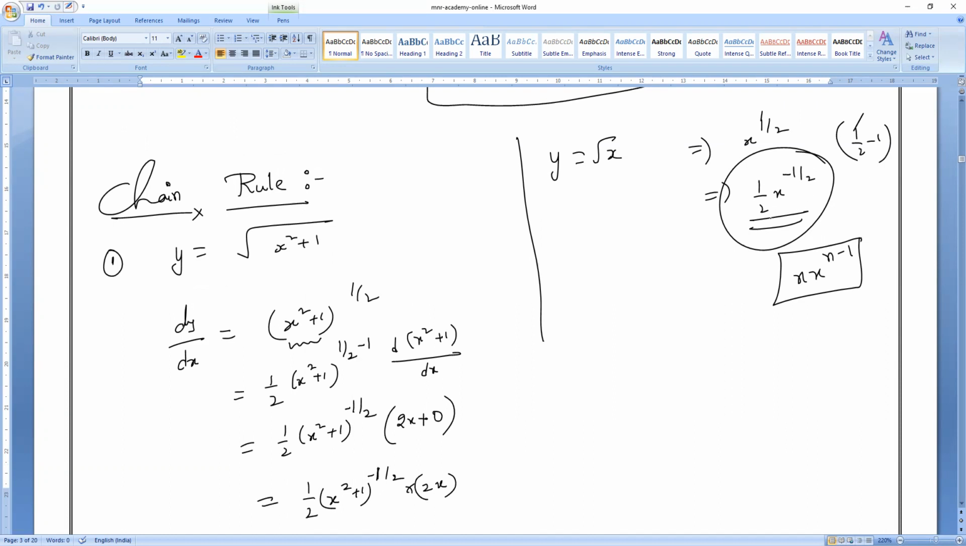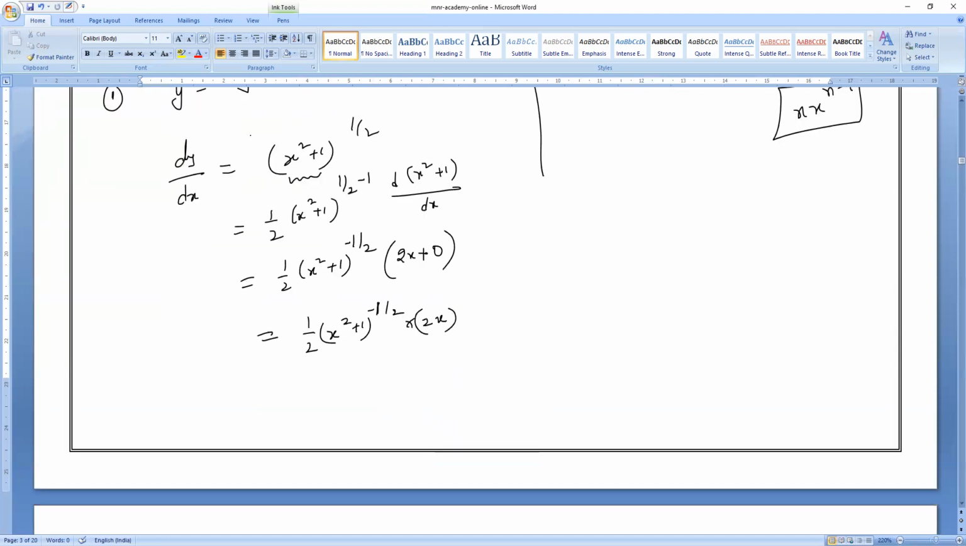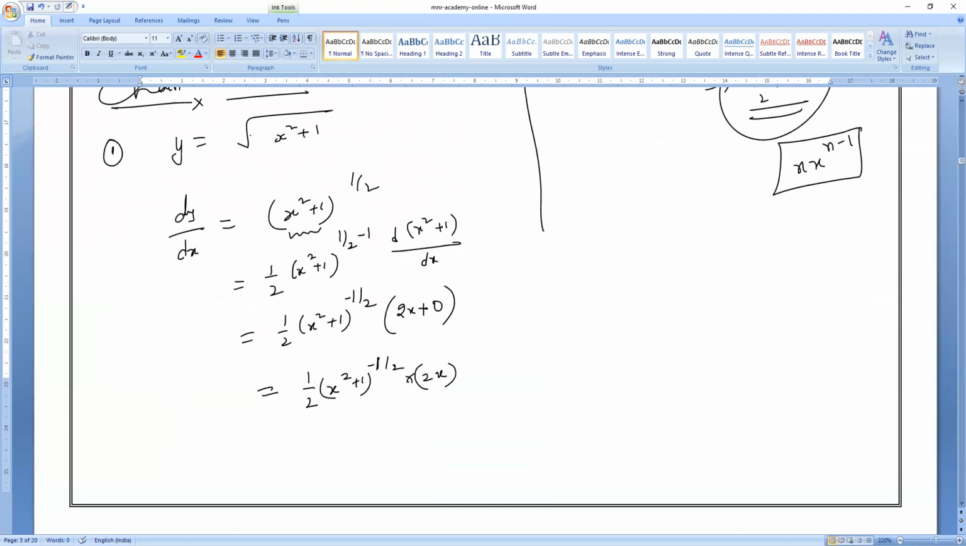Then 1 by 2 into x power, 1 by 2 means n, n into x power n minus 1. That's all. If I do that, you will get it. But again, this term we have to do the differentiation. That is only called the chain rule. Understand? Okay, sir. Next. Yes, sir. Completed this question.